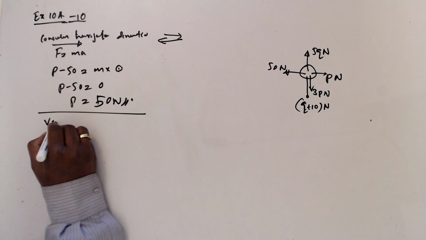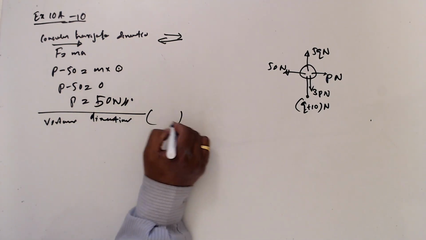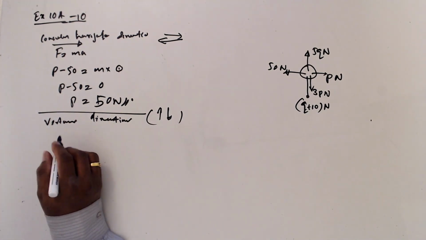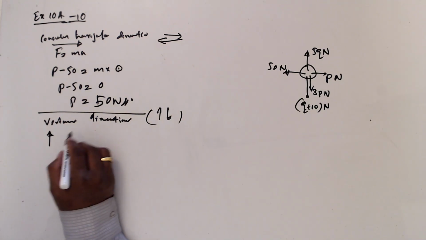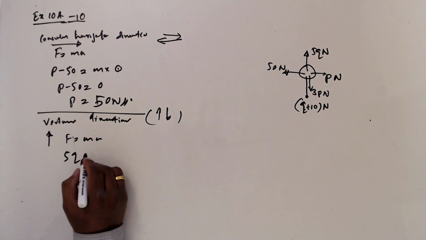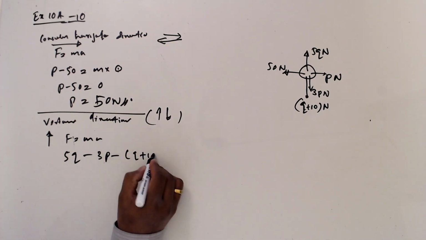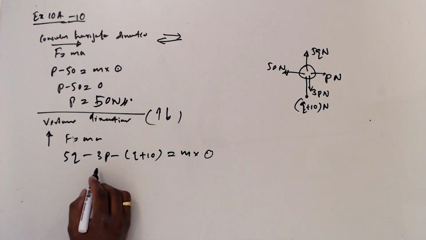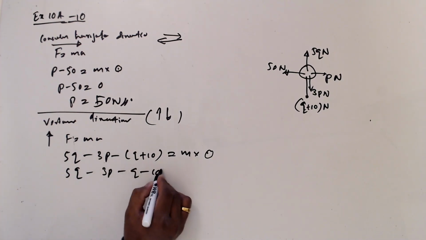Now we'll consider the vertical direction. We can put up or downward. I'll stay with the proper way because I need to find Q. So it's better to bring Q to the left hand side. 5Q is bigger, so we'll put F equals ma upward. So 5Q minus, the others are negative, 3P minus, then Q plus 10 equals m times 0, because it's not moving vertically. 5Q minus 3P minus Q minus 10 equals 0.